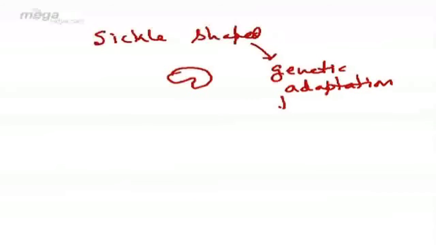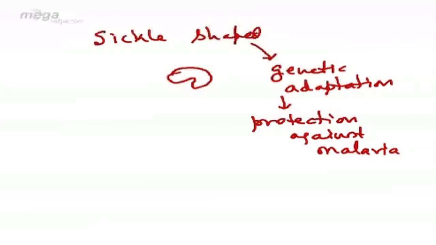In some persons, particularly in Africans, the shape of the RBC changes and becomes sickle shaped. This is a genetic adaptation in Africans which provides them protection against malaria. RBCs contain a respiratory pigment which is called hemoglobin.